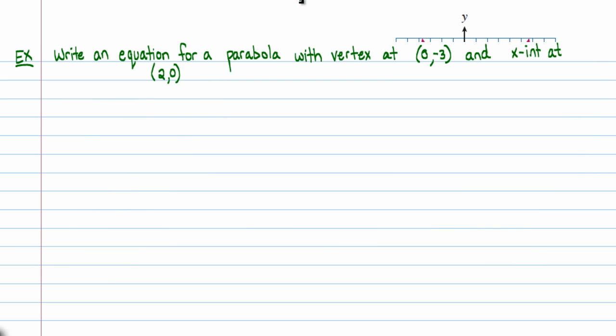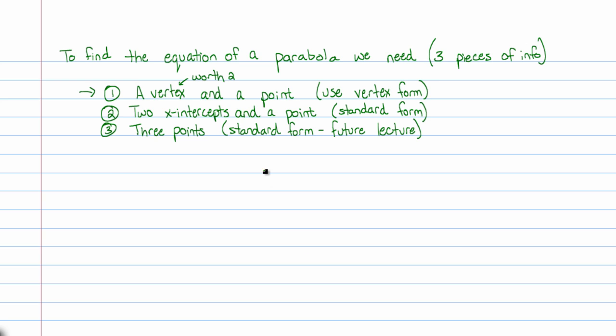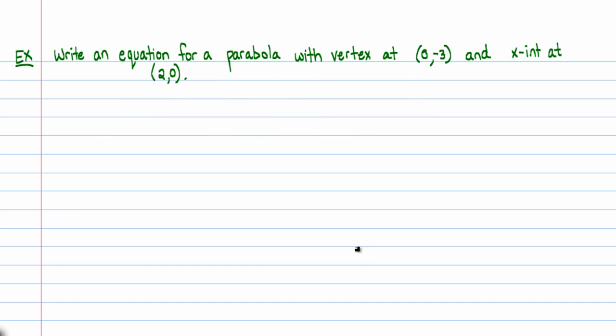So let's go ahead and approach a word problem, not very much of a word problem, but just a problem that doesn't have a graph initially. Write an equation for a parabola with vertex at this point and x-intercept at that point. Now, again, this is what we just mentioned a moment ago in this list. If they give us a vertex and a point, we're pretty much set. We don't need anything else. So let's go ahead and write down the vertex form since they've given us the vertex.